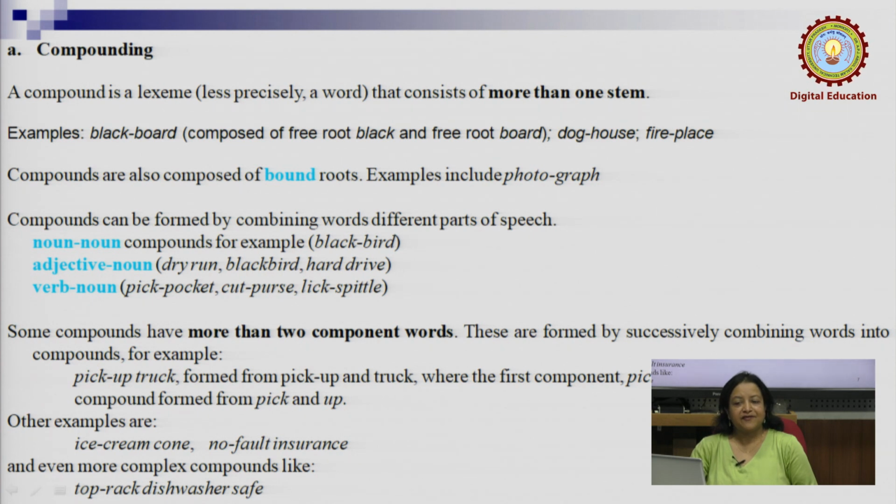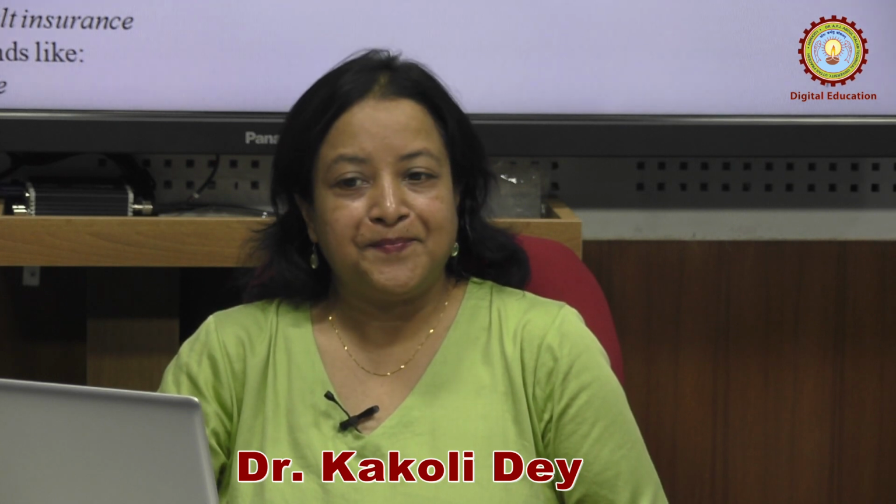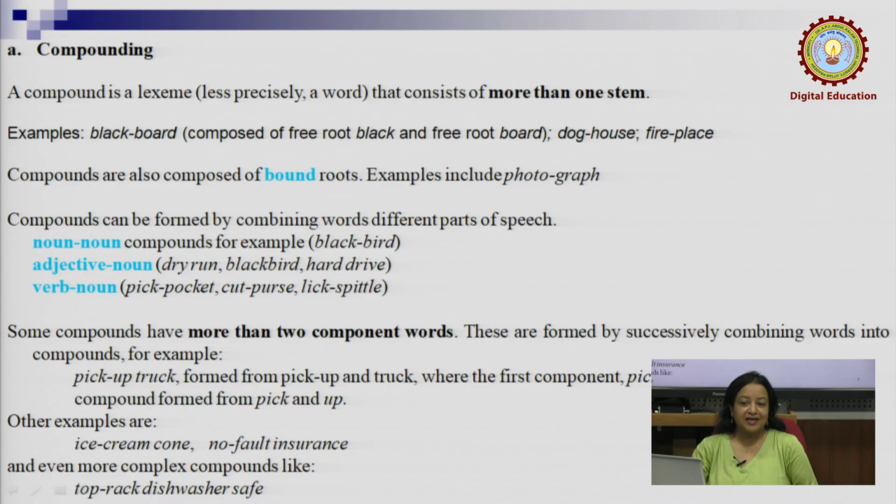Some compounds have more than two component words. These are formed by successively combining words into compounds. For example, pickup truck formed from pickup and truck, where the first component pickup is itself a compound formed from pick and up. Other examples are ice cream cone, no fault insurance, and even more complex compounds like top rack dishwasher safe.